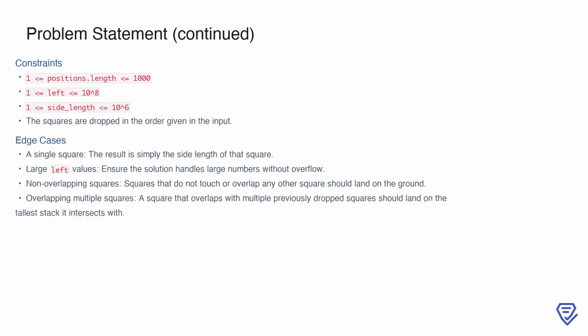For example, if there's only one square, the result is simply its side length. If the left values are very large, the solution must handle these efficiently to avoid overflow. Squares that do not touch or overlap with others should land directly on the ground. Finally, if a square overlaps multiple previous squares, it should land on the tallest stack it intersects with. These considerations are critical for building a robust solution.